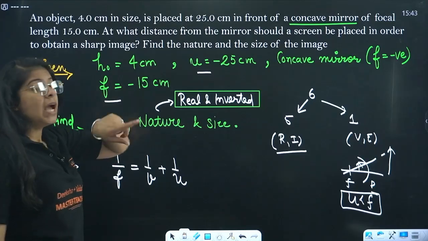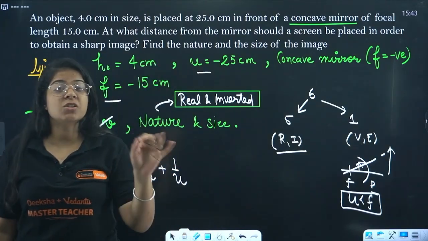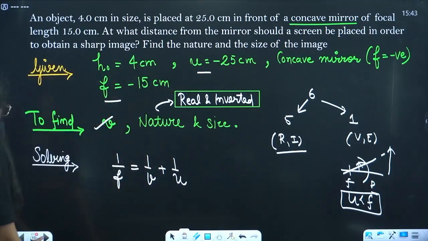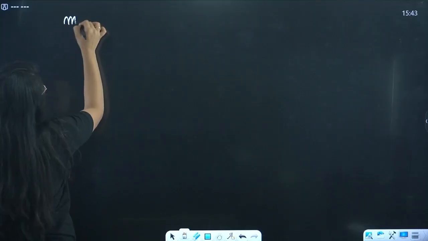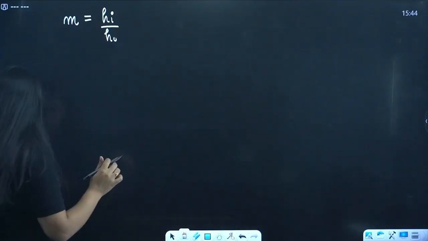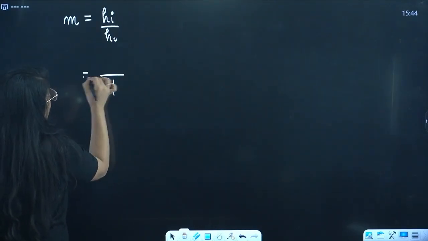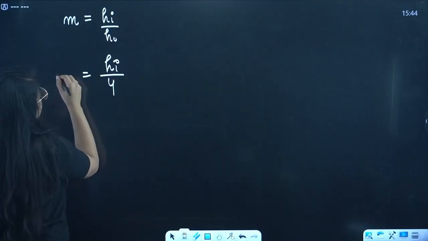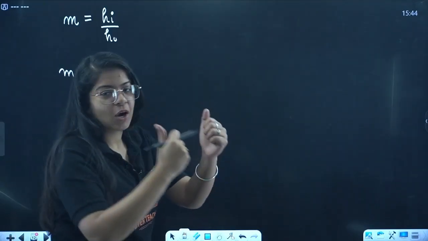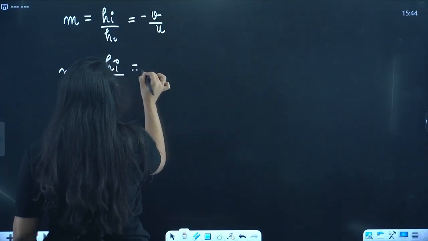Next, coming to size. Beta, understand, we talked about in the last numerical that height of object is not given, but here the height of object is given. But still, how will you find magnification? Magnification is height of image by height of object. Height of object is given to me, it is 4 centimeter. Height of image I have to find, but I still don't have magnification. So what will I do? I will use another formula of magnification, that is minus v by u.